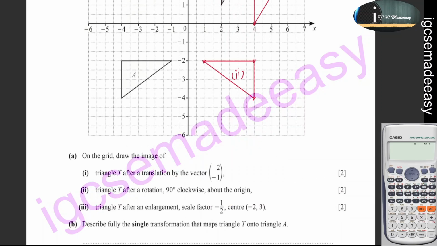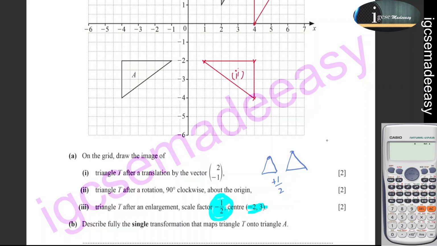Part 3, triangle T after an enlargement, scale factor -1/2. You just have to keep one thing in mind. This is the center of enlargement, and the other thing is the scale factor is -1/2. If this is an object and the image, whether it is enlarged or decreased does not matter, the image should be in the same direction. If it is +1/2, the image will go in the same direction. The head is here, head is here.